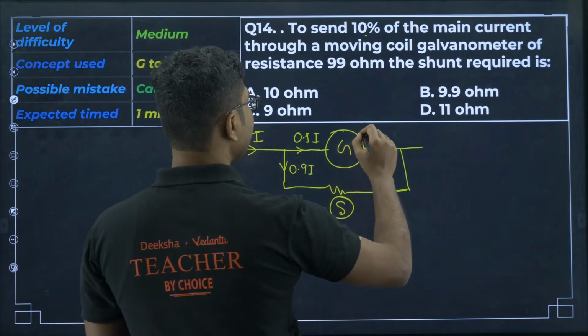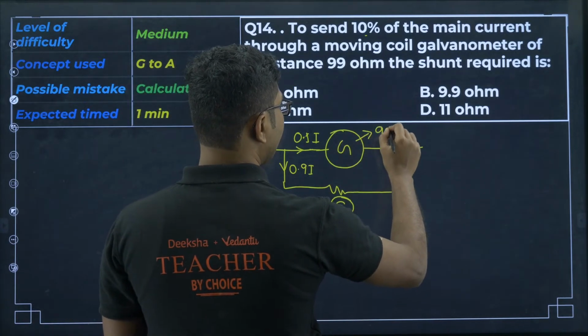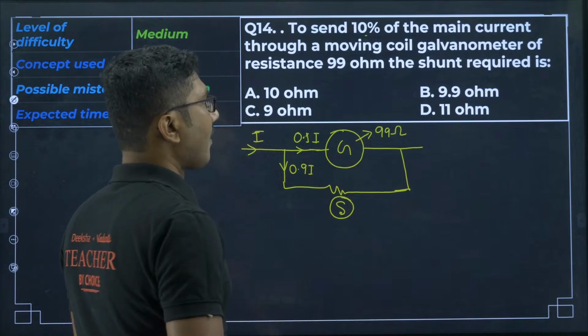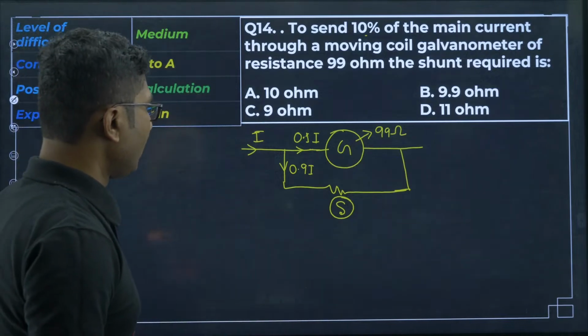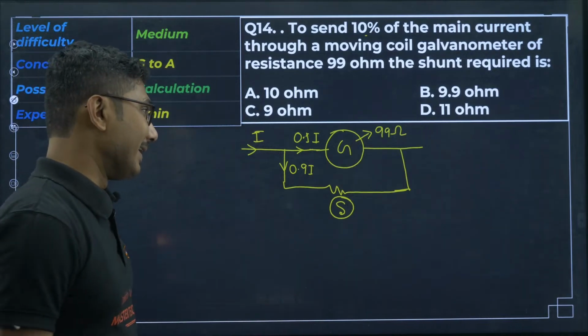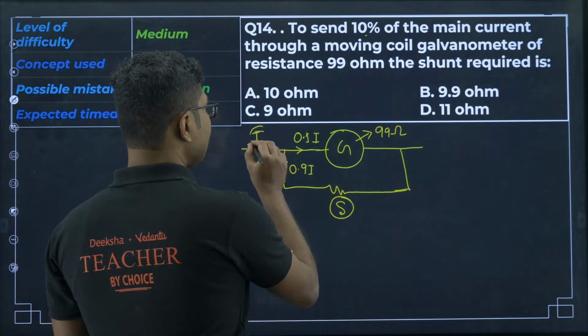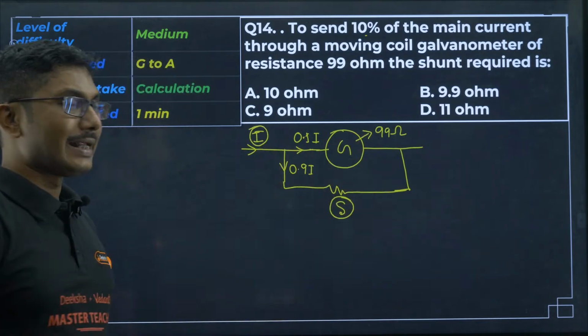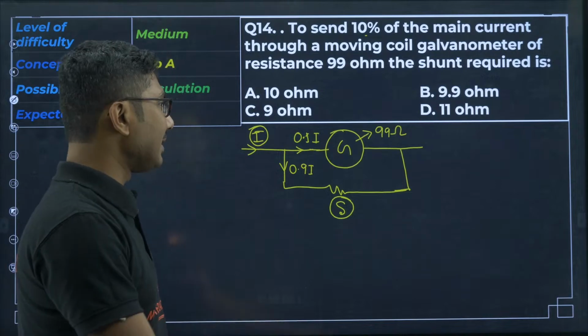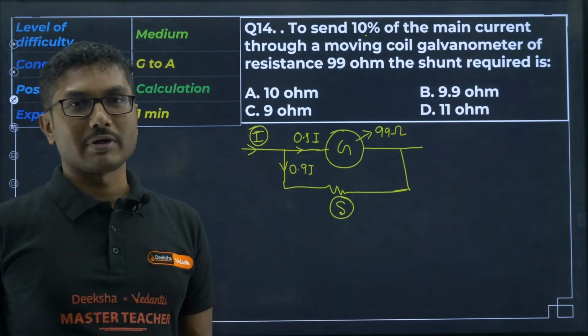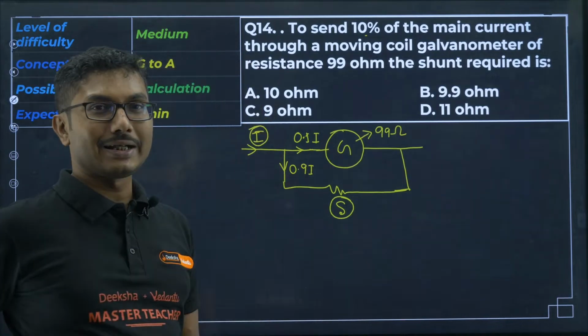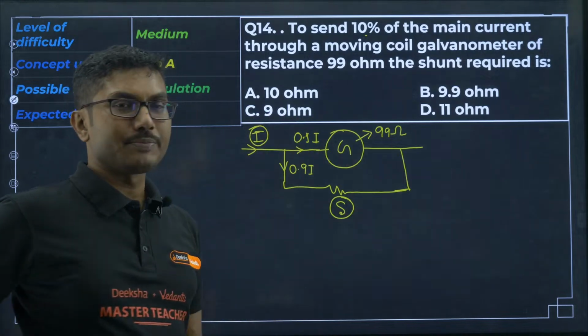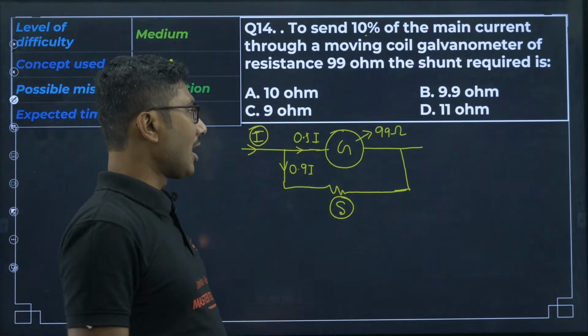The galvanometer resistance is given as 99 ohm, okay. So what is the thing? It does not depend on this current, obviously. If you arrange this system like that, always 10% of the current will pass through the galvanometer. You can increase the current, you can decrease the current, but 10% current will always pass through the galvanometer. Now how to do that?